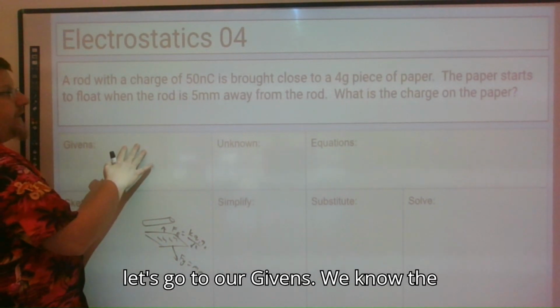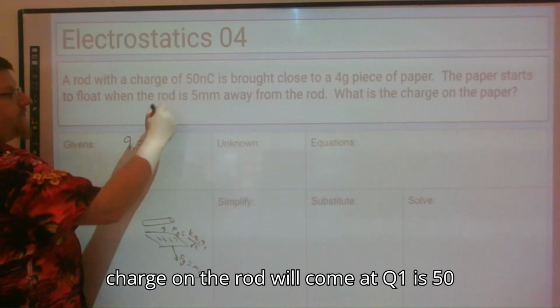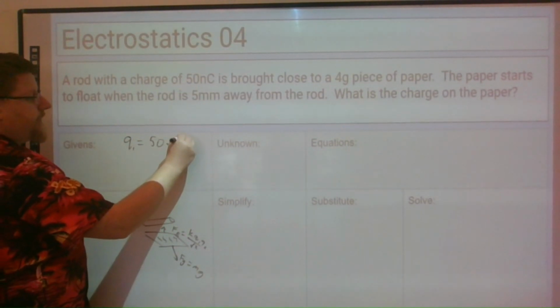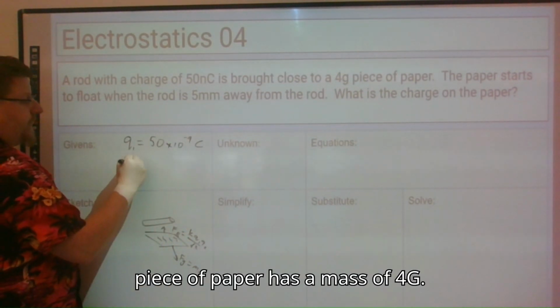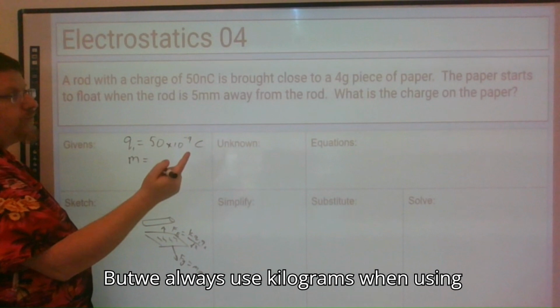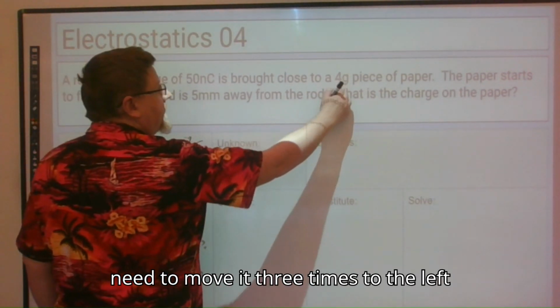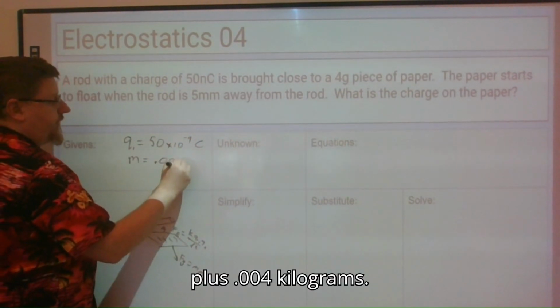All right, so let's go to our givens. We know the charge on the rod will come at q1 is 50 nanocoulombs. So nano is times 10 to the negative 9. It gets close to a piece of paper. So the piece of paper has a mass of 4 grams, but we always use kilograms when using an equation. So we need to convert it. So we need to move it 3 times to the left. That's 0.004 kilograms.